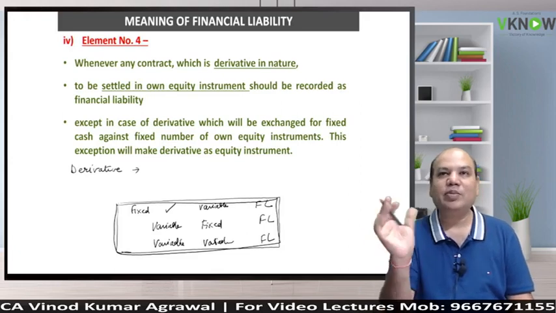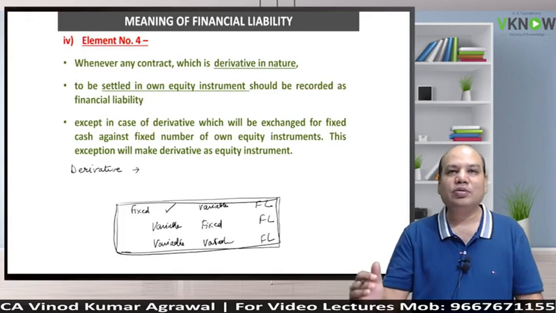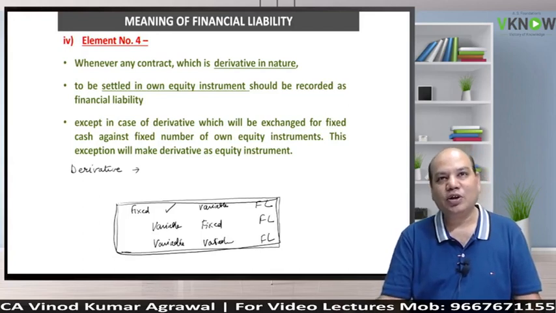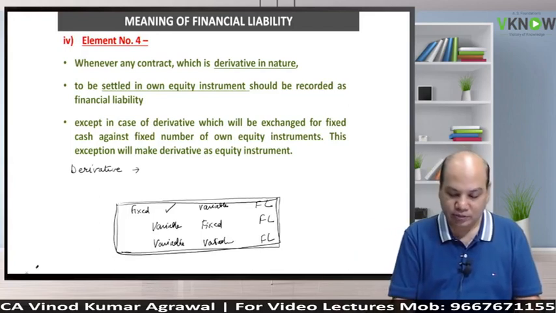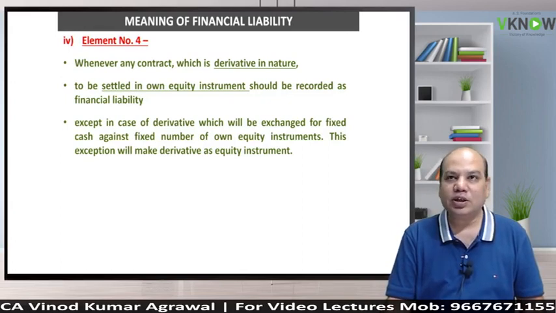But if any element is variable, either the cash amount is variable or the number of shares to be issued is variable, then it will become a derivative financial liability. Keep this in mind. A derivative contract where a fixed number of shares will be issued against a fixed amount of cash is an equity instrument. Other than that, means either cash is variable or number of shares is variable or both are variable, it will be a financial liability.